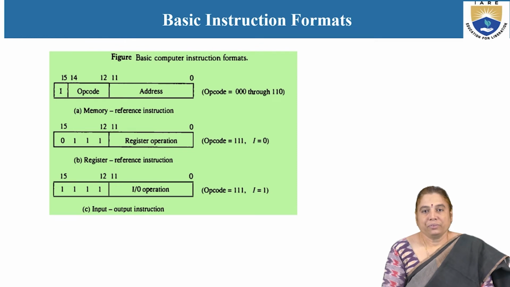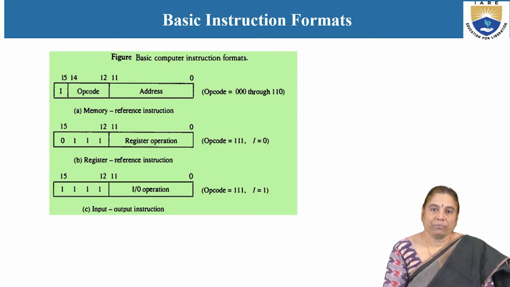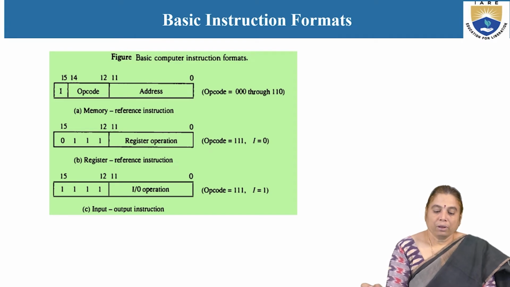Depending upon the instruction code, the basic type of instruction can be identified. So what are the instruction formats? 3 types of formats are available. First one is memory reference instructions. Second one, register reference instructions. Third one, input output instructions.